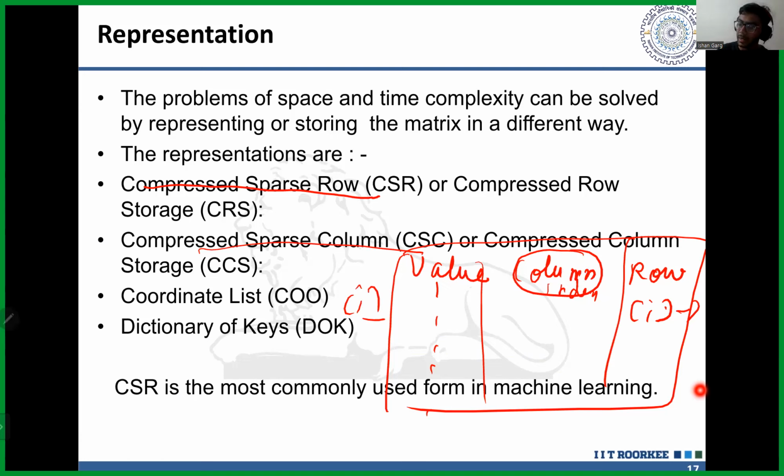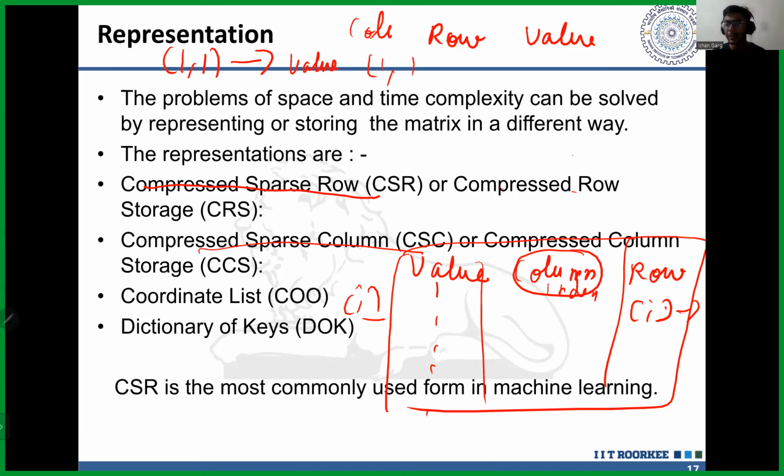The third is coordinate list. It basically just stores the row index, the column index, and the value, just like coordinates. Dictionary of keys is also quite similar to coordinate list. Consider that a dictionary will be maintained. The dictionary will contain the column index and the row index, which will be mapped to the value. The difference between them is really small. In practice, for efficient multiplication, we generally use compressed sparse row and compressed sparse column methods in machine learning.